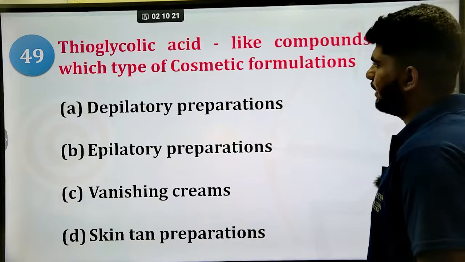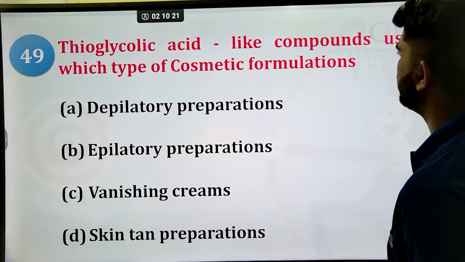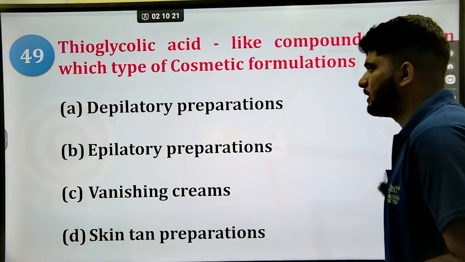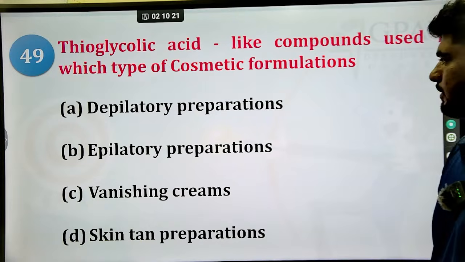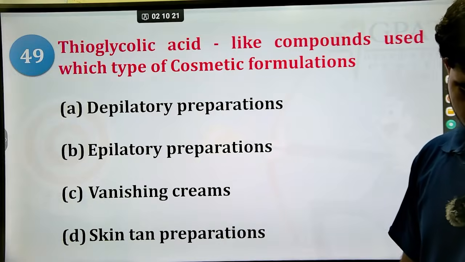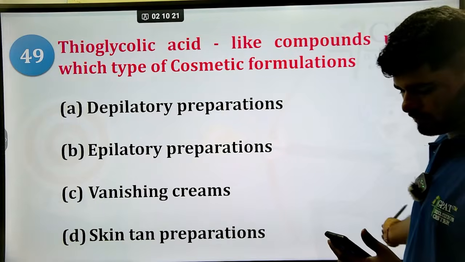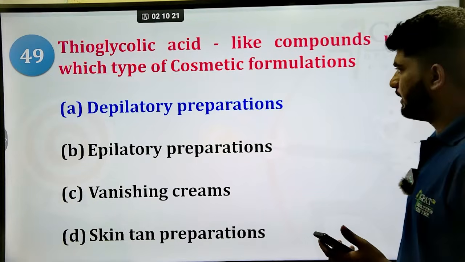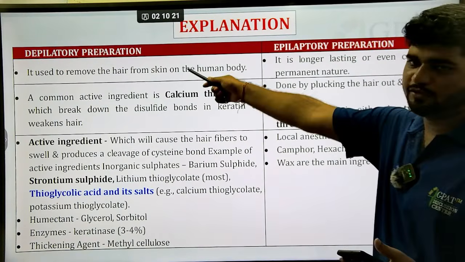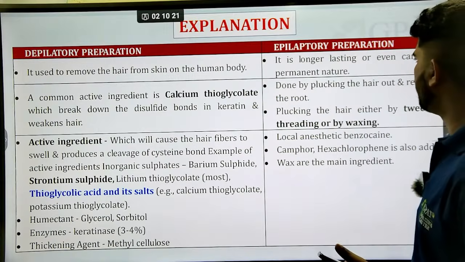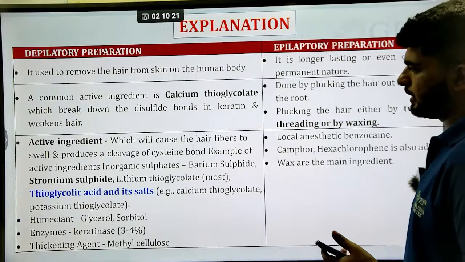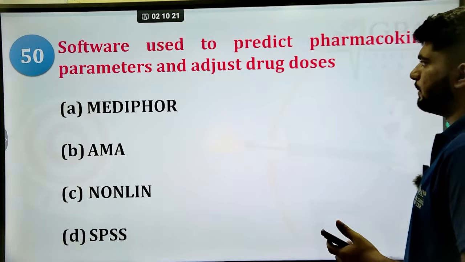Chalo. Thioglycolic acid like compound is useful in which type of cosmetic formulation: depilatory preparations, epilatory preparations, vanishing cream, or skin tan preparations, guys? What's that? Yeah, this is your depilatory preparations. Depilatory preparation is used to remove the hair from skin on the human body. Epilatory, it is longer lasting or even can be of permanent nature. So make sure you remember that.